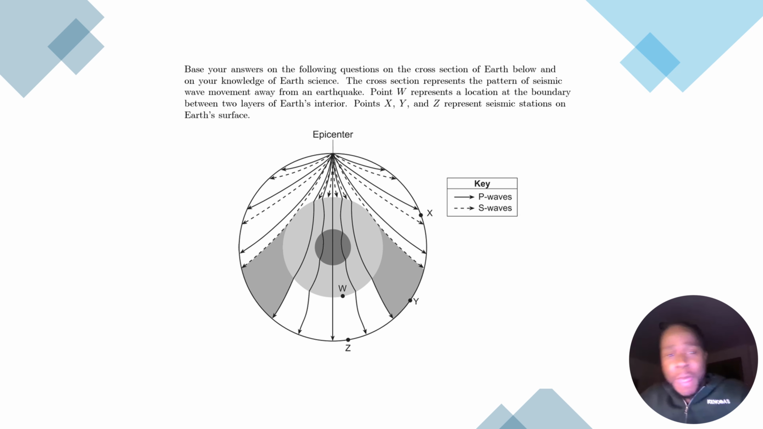Easy breezy. Question number 2. Base your answer to the following question on the cross-section of the Earth below and on your knowledge of Earth science. The cross-section represents the pattern of seismic wave movement away from an earthquake. Point W represents a location at the boundary between two layers of the Earth's interior. So we're looking at point W right here, between two layers. Points X, Y, and Z represent seismic locations on the Earth's surface. So we see X, Y, and Z right around there.